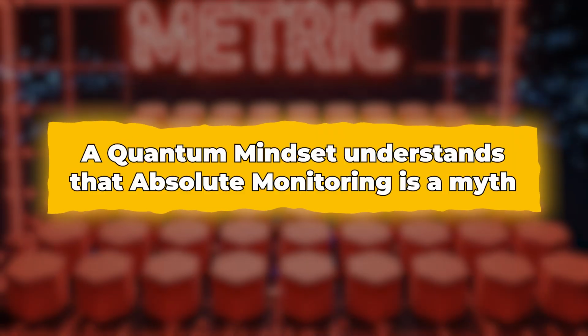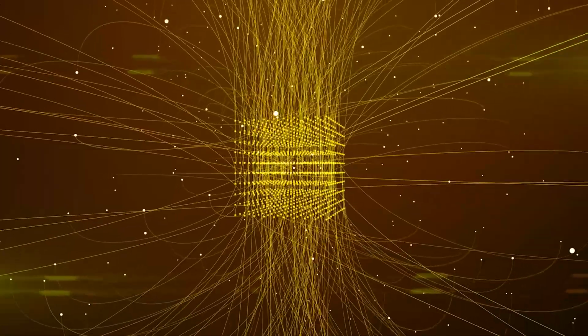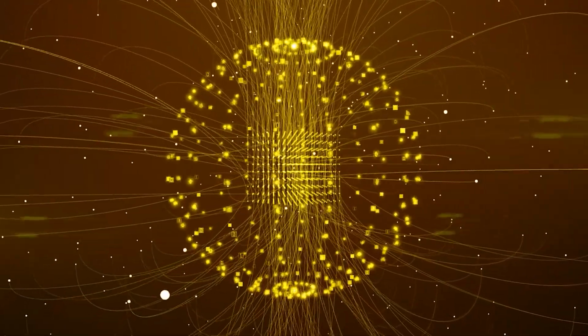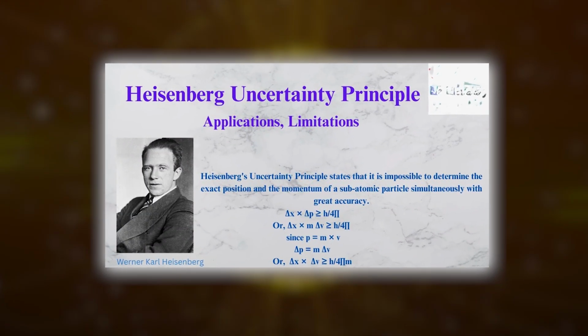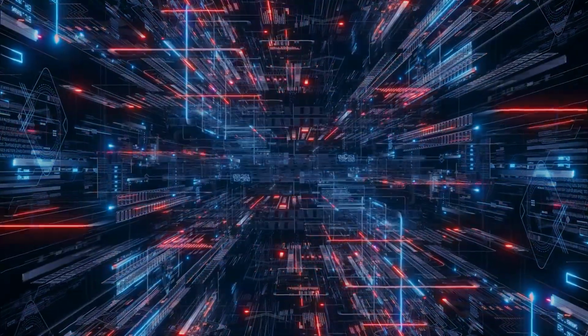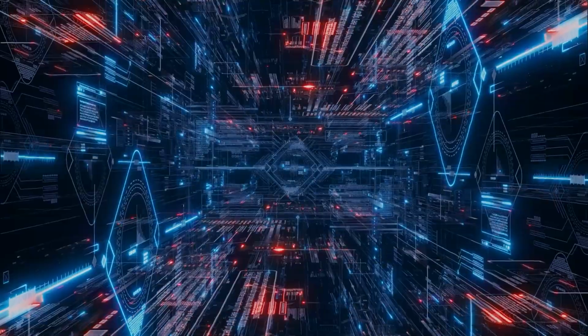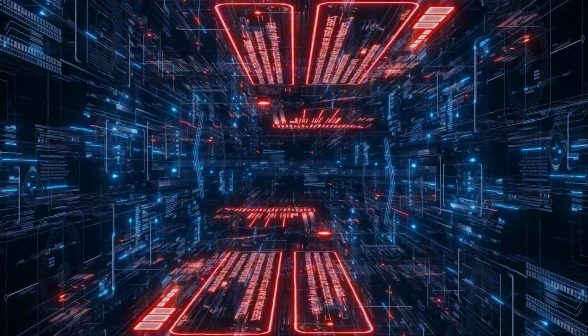A quantum mindset understands that absolute monitoring is a myth. The more precisely you measure the position of a project, exactly where it is right now, the less you know about its momentum, where it is going. This is the Heisenberg uncertainty principle applied to human systems. To be a quantum engineer, you must learn to monitor a system lightly. You gather enough data to understand the probability cloud without forcing the system to collapse into a rigid, underperforming state.